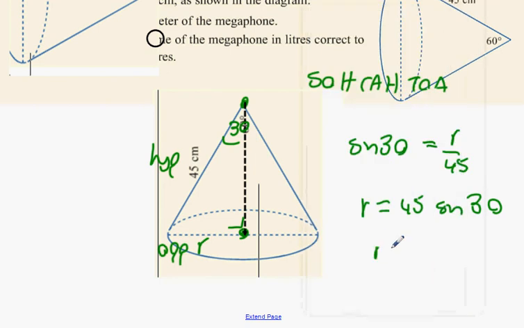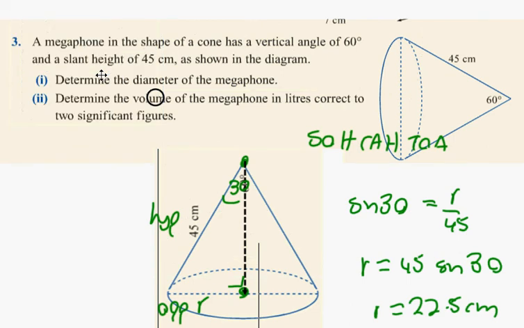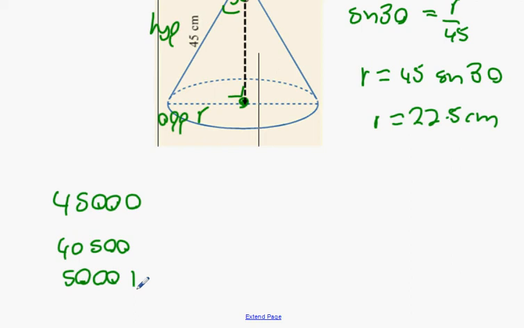22.5. Okay. Next thing I want you to do is look up the, you want the size of the megaphone in liters, don't you? So to two significant figures. Everybody remember what a significant figure is? Yeah. How many significant figures here? 2. How many significant figures here? 3. You got it? How many significant figures here? 5. When the zeros are sandwiched in between, they count as significant figures, but when they're at the end, they don't count as significant figures.